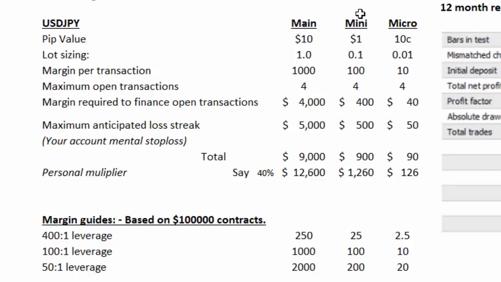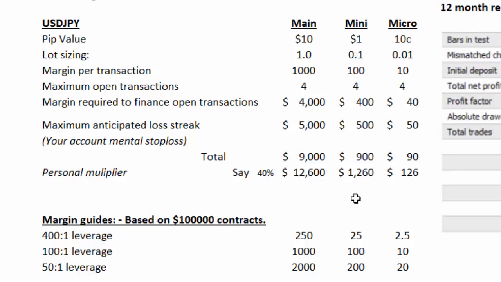So far for my mini account, I know that I need $400 to finance open deals, and I need $500 to finance losing streaks. And believe me, losing streaks happen to every single trading system or any single EA that you might ever purchase. You only need to have two transactions in a row, negative, and you've got a losing streak. So you then add those two together and you get a figure, in this case, $900.